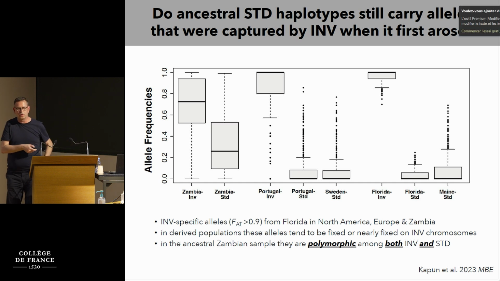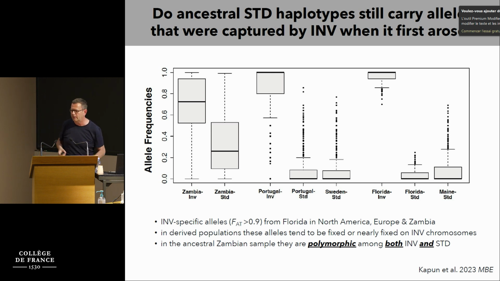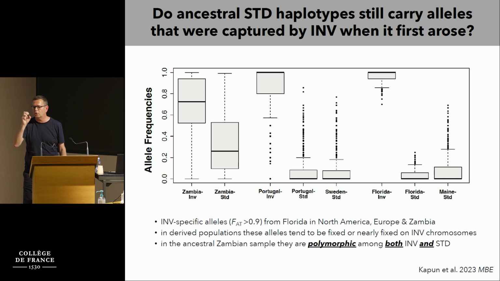This is really hard. But Mark Kirkpatrick, in a conversation, gave us this idea. Mark said, okay, so if this inversion arose in Africa and captured an adaptive haplotype there, maybe you still see some of the alleles that got captured by the inversion among standard chromosomes, that they're still segregating there. And so that's what we tried to look at in this analysis. What we did here is that we said, okay, let's define inversion-specific, highly diagnostic alleles based on the sample from Florida with an FST value greater than 0.9. And so these are highly diagnostic. They're nearly fixed for the inverted chromosomes. And let's look at their frequencies in North America, Europe, and Zambia.